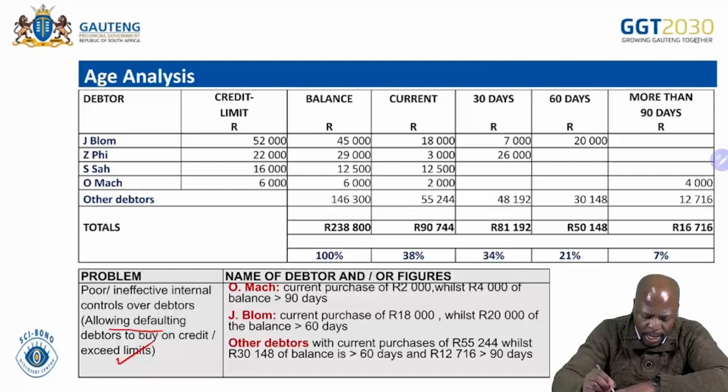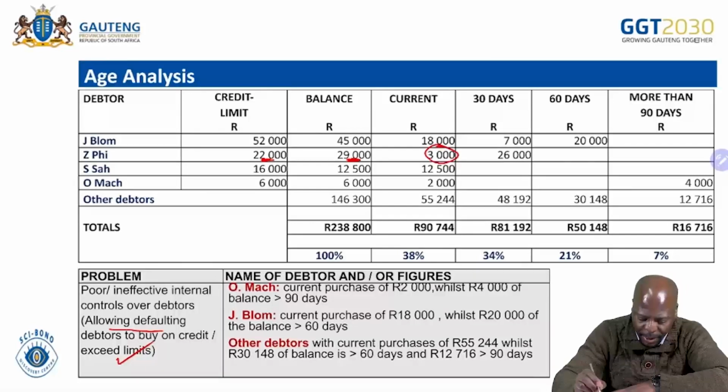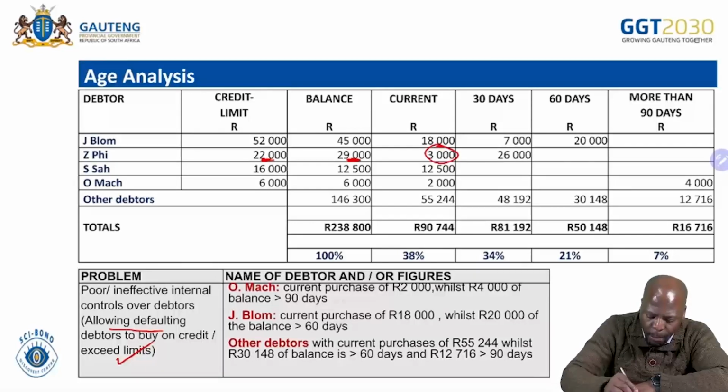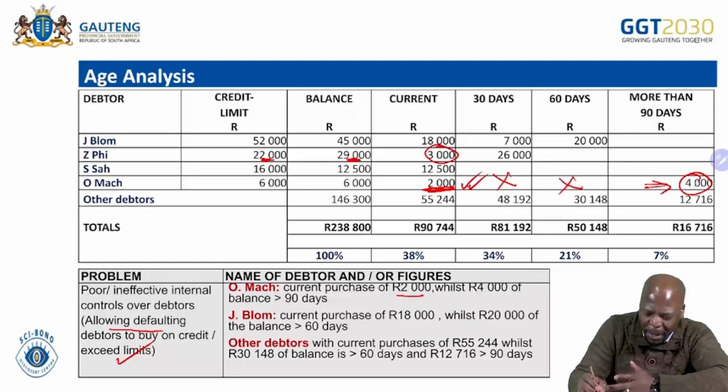Yes. Let's start with a debtor like ZP. ZP, he has exceeded his limit. It is 22 limit, and then he has 29, yet he has a current of 3,000. Let's go to others. We have All March, who has a current amount of 2,000. His current is 2,000 here. Whilst 4,000 of what is owing, remember, it is not in the 30, it's not in the 60, it's actually in the 90. So he has not been paying, and yet we have still allowed him to buy goods, which is this 2,000.